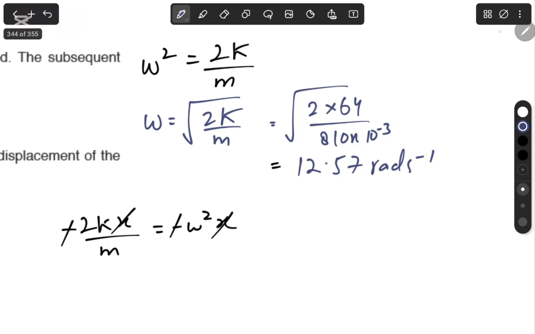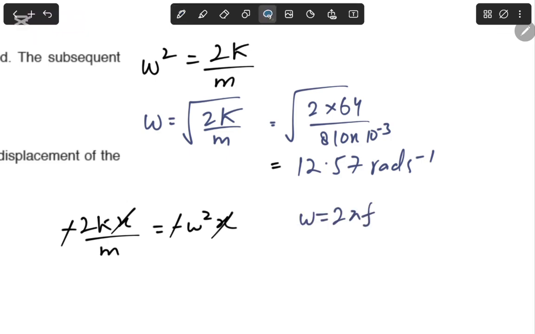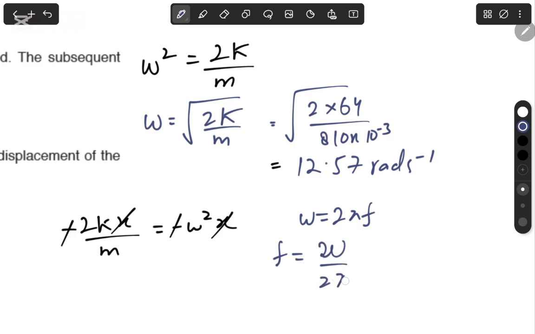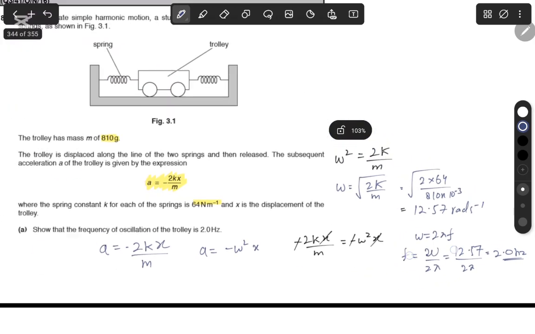Now I know that ω = 2πf, so the frequency is equal to ω divided by 2π. That is 12.57 divided by 2π, and that gives me my frequency as 2.0 hertz. And that's what we needed to show.